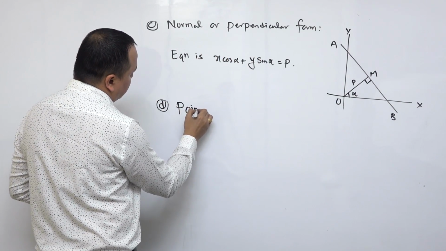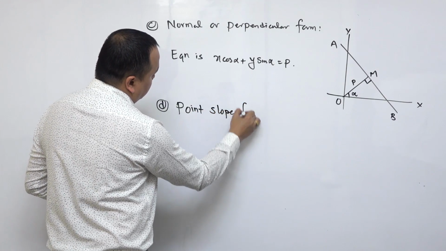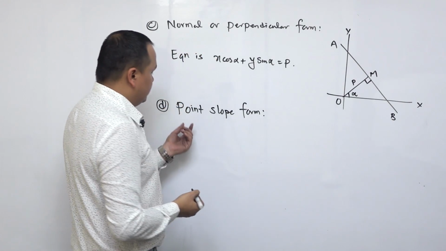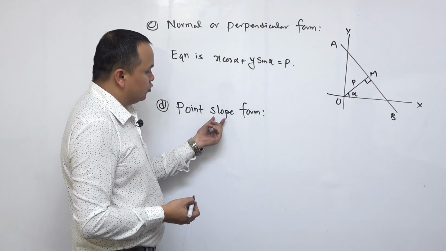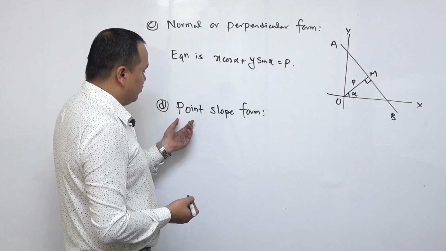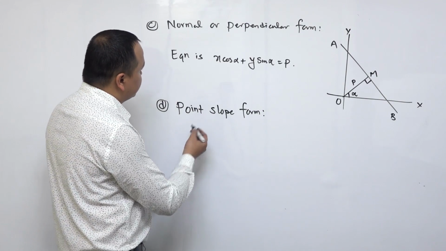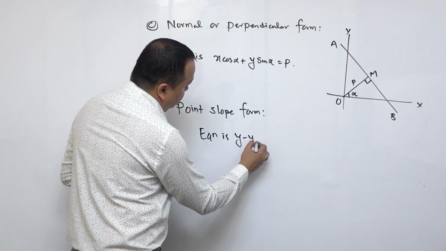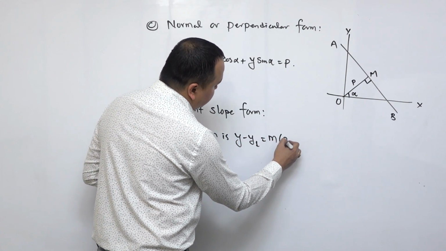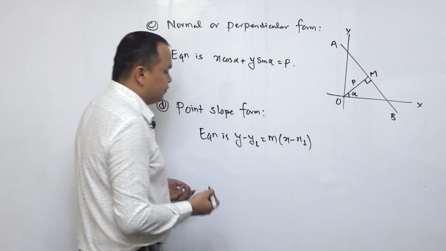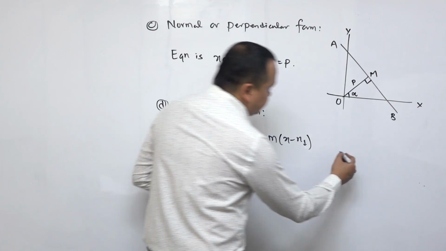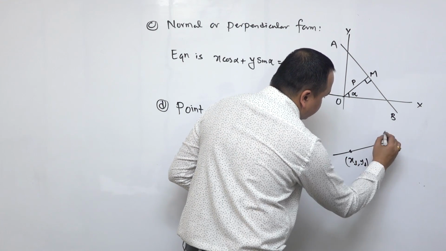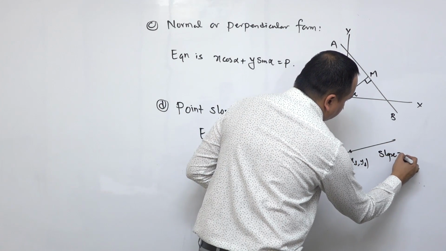Point slope form. We have one point and slope given. Then equation is y minus y1 is equal to m times x minus x1. Like any point x1, y1 and slope is m.